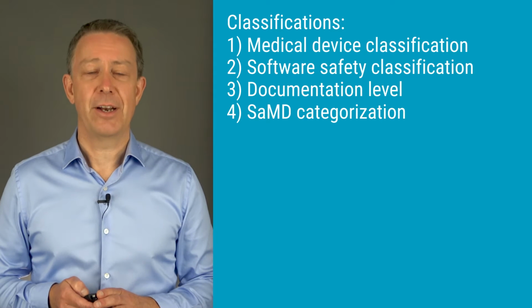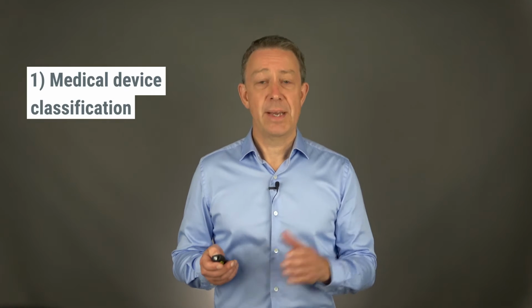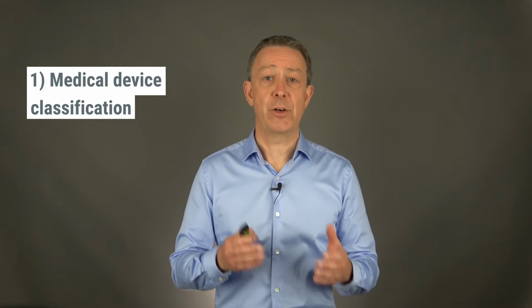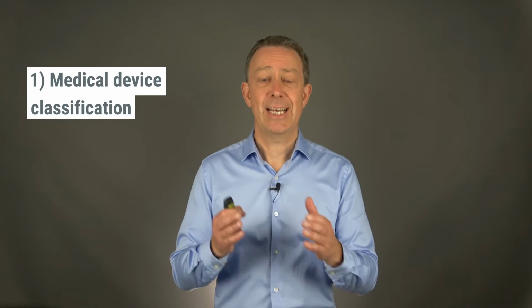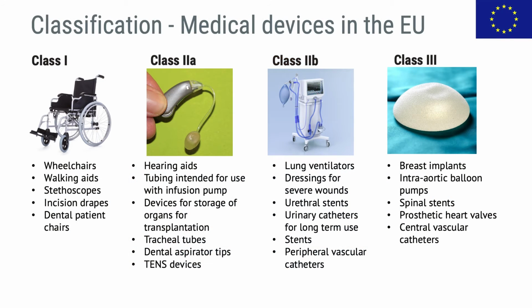Let's start with the medical device classification. Most countries have a regulatory requirement based on the risk of the device. The higher the risk of the product, the more and tougher requirements you will find on both your development process as well as the product approval process. Here you can see the major classes of medical devices in the EU. There are some more subclasses, but these are the major ones. The classes range from relatively harmless products in Class 1 to more risky products in Class 3.